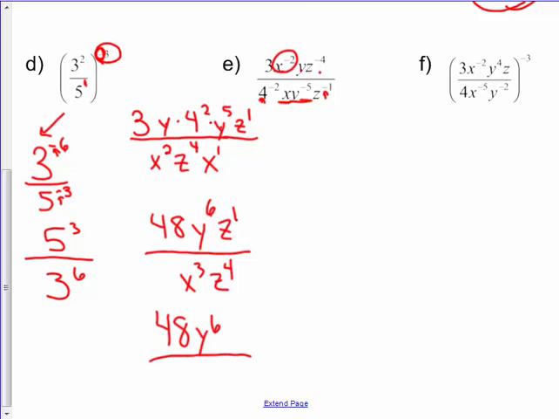I have 1 z on top, 4 on the bottom. Where do I have more z's? On the bottom. How many more? 3. So that's one way to do it.